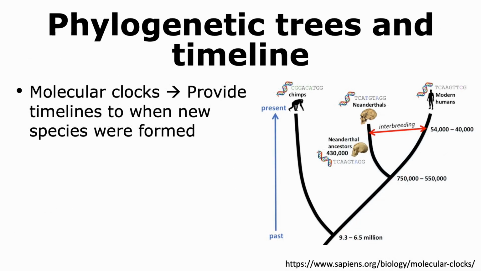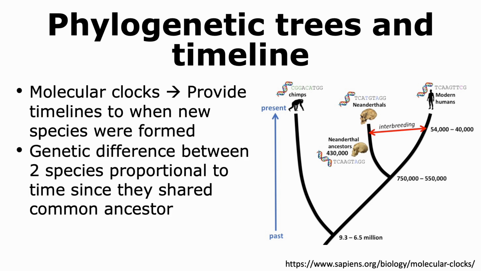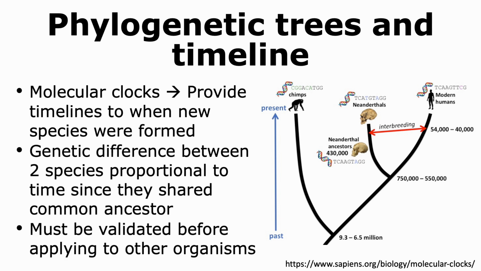Thus, molecular clocks provide timelines to when new species were formed. The genetic difference between two species can be considered to be proportional to the time since they shared a common ancestor. It should be noted that in order to use a molecular clock on a species whose age is not known, it has to first be validated by applying it to the organisms for which we know the time of evolution. It should also be noted that molecular clocks can be used not only with DNA sequences, but also with protein sequences.